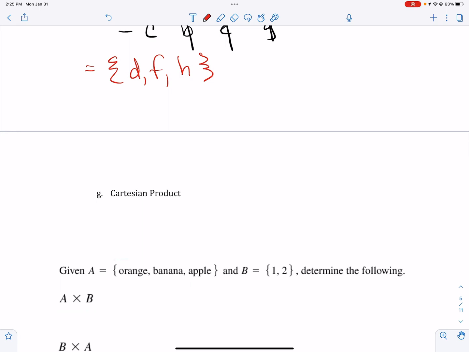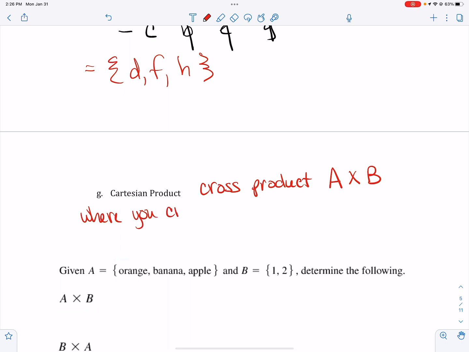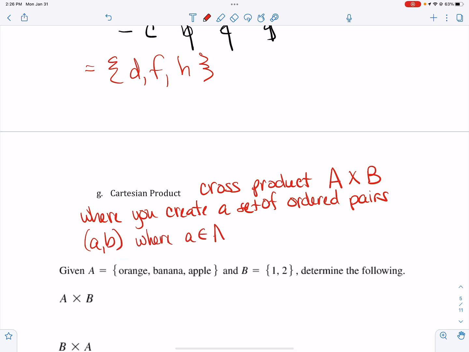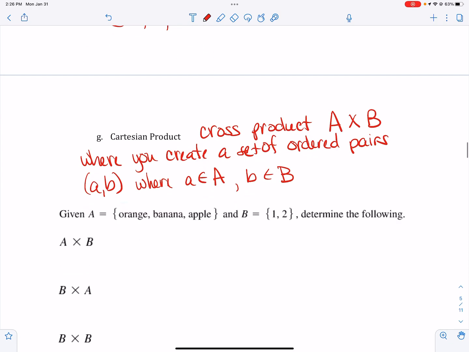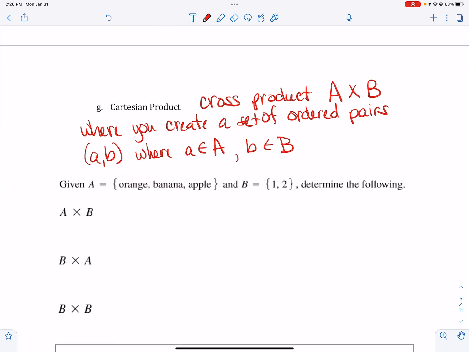All right, the Cartesian product. This is a cross product of A times B, where you create a set of ordered pairs (a, b), where a is an element of the big set A, and b is an element of the big set B. And it does matter, the order does matter. So A cross B is the set.